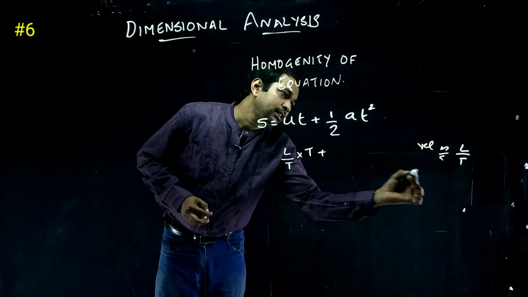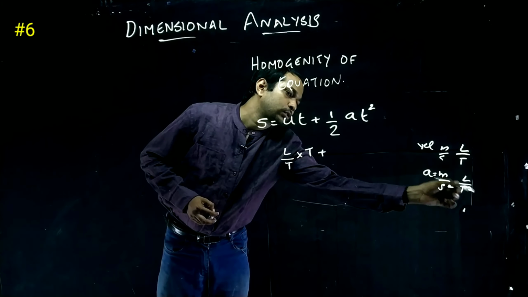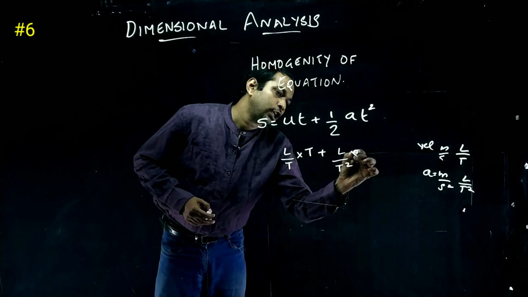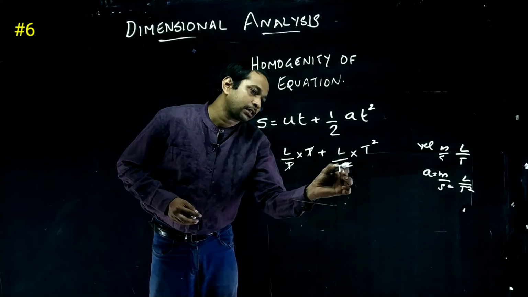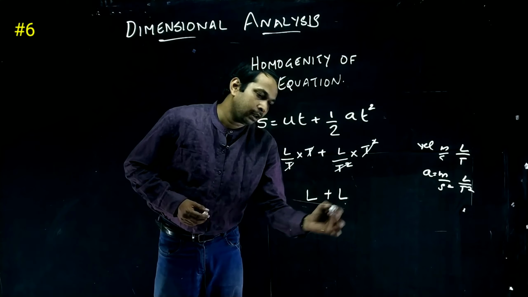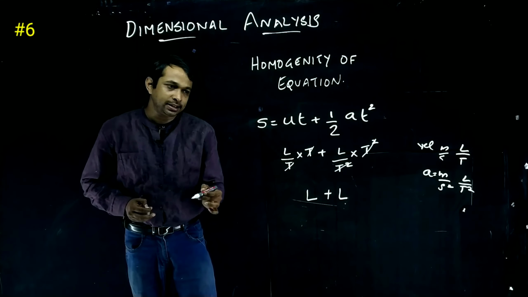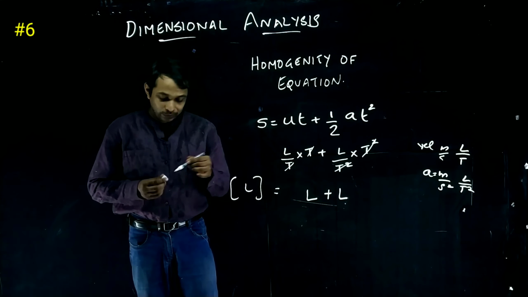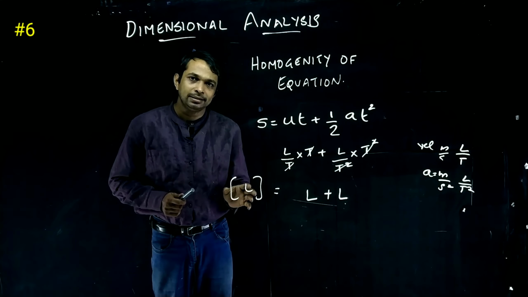a is meter per second square, or L by T square, into T square. Now if we cancel T and T, and we cancel T square and T square, it is L plus L. And what is the dimension on the left hand side? This is distance, which is also L. So here also we can say that dimensionally this equation is correct.